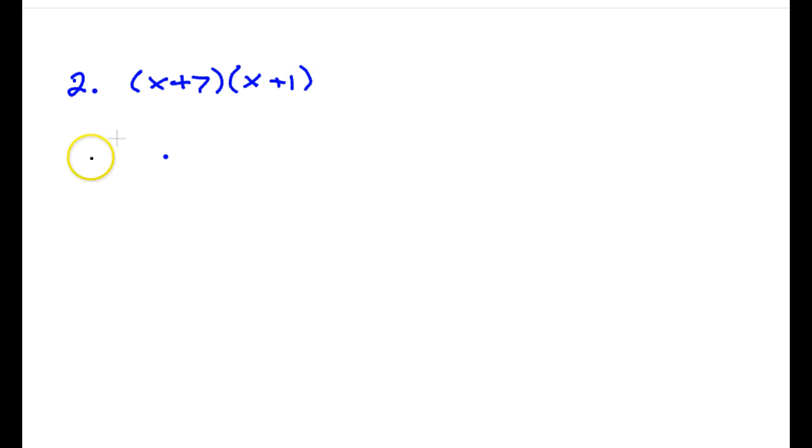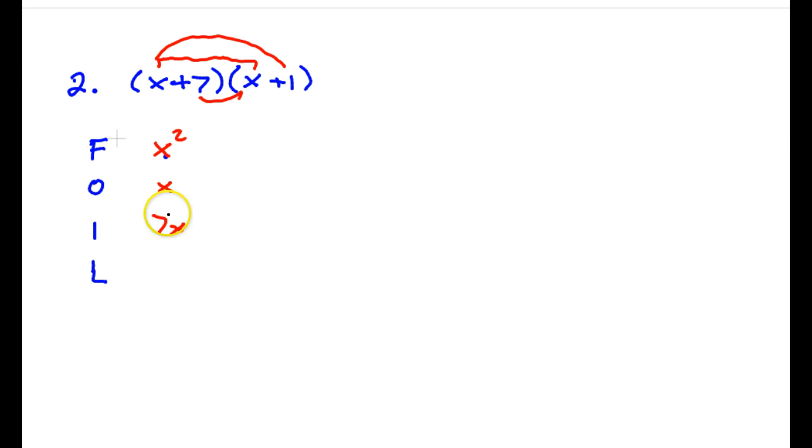Okay. So the first method we'll use FOIL, which remember is first, outside, inside, last. But basically, if you do 4 multiplications, you're good. This just gives an order to it. So the first of each, x times x. The outside, we have x times 1, x. The inside, for I, you have 7 times x. And the last of each binomial, 7 times 1.